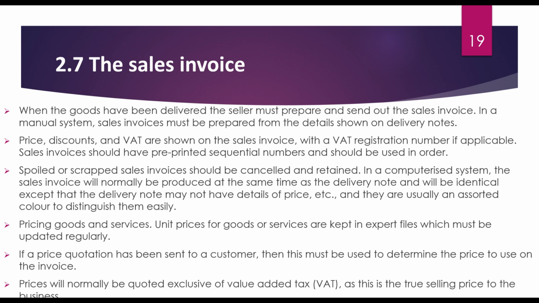2.7 The sales invoice. When the goods have been delivered, the seller must prepare and send out the sales invoice. In a manual system, sales invoices must be prepared from the details shown on delivery notes. Price, discounts, and VAT are shown on the sales invoice, with a VAT registration number if applicable. Sales invoices should have pre-printed sequential numbers and should be used in order. Spoiled or scrapped sales invoices should be cancelled and retained.